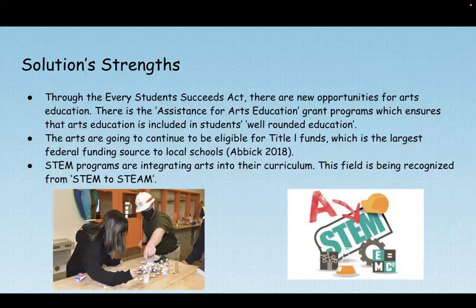So what were the solution strengths? Through the Every Student Succeeds Act, there are new opportunities for arts education. There is the Assistance for Arts Education grant program, which ensures that arts education is included in students' well-rounded education. The arts are going to continue to be eligible for Title I funds, which is the largest federal funding source to local schools, according to ABIC. Now, STEM programs, which heavily focus on math and science in the curriculum, are integrating arts into their programs. So this field is being recognized from STEM to STEAM now, which incorporates the arts.